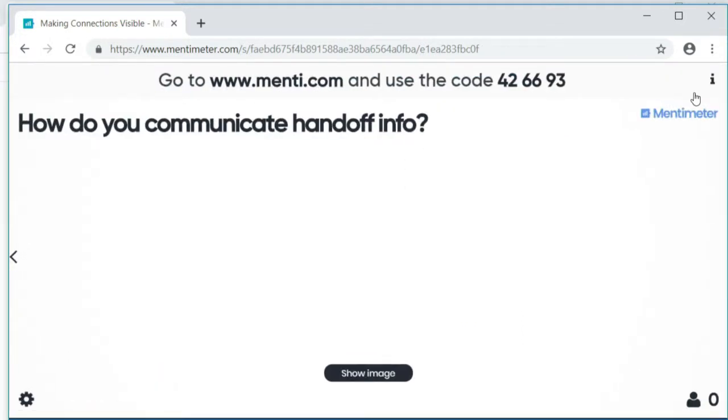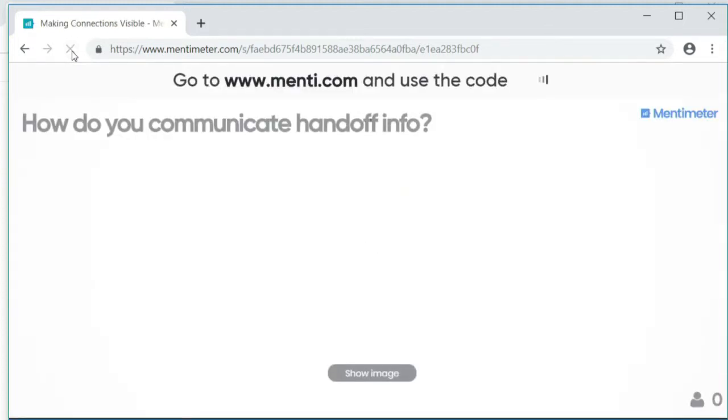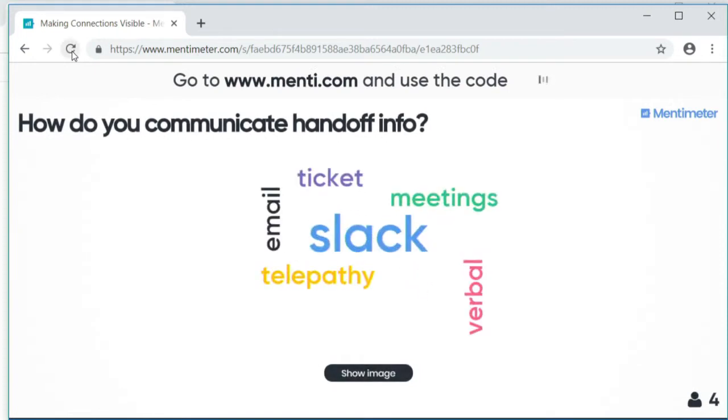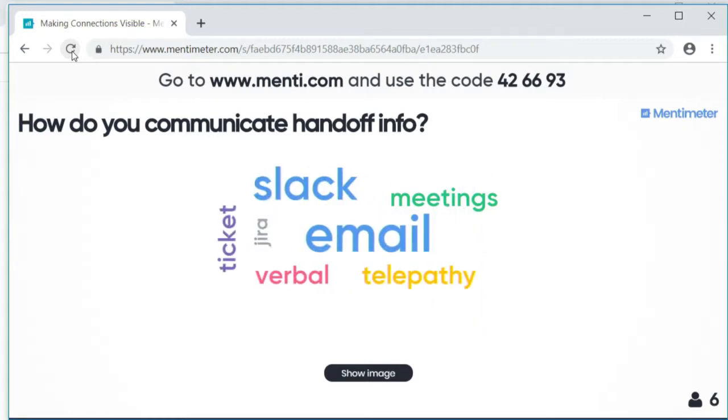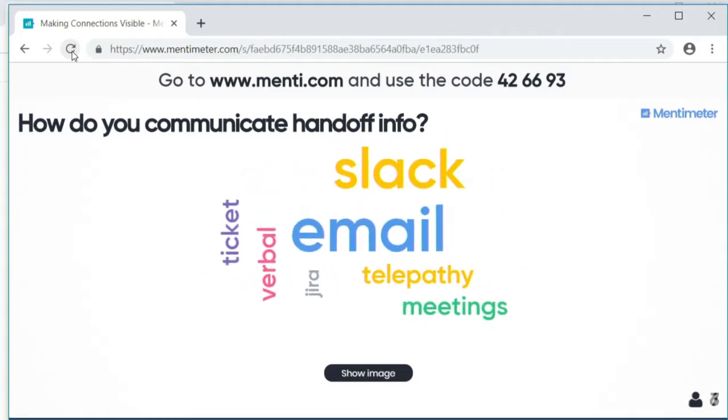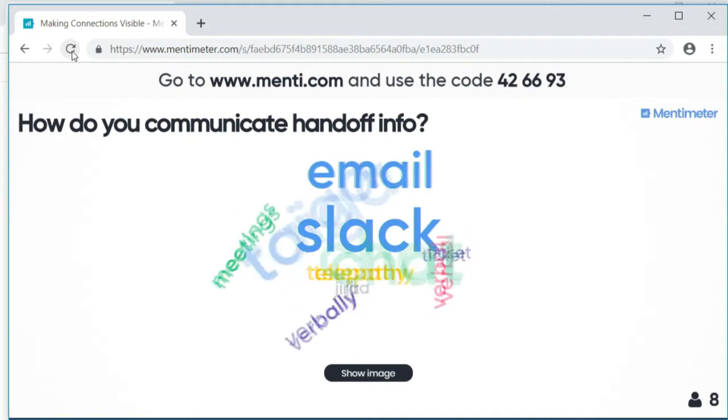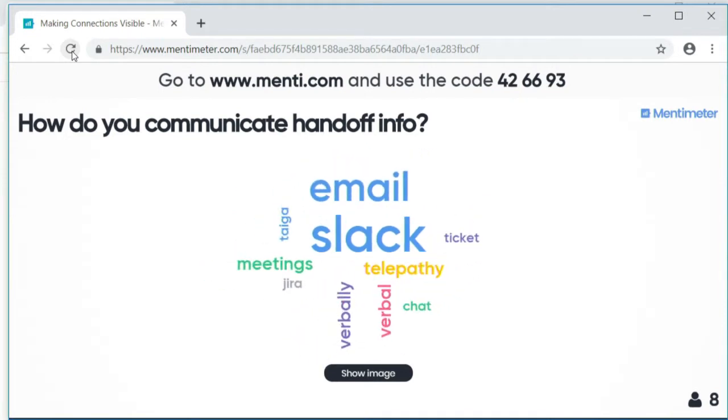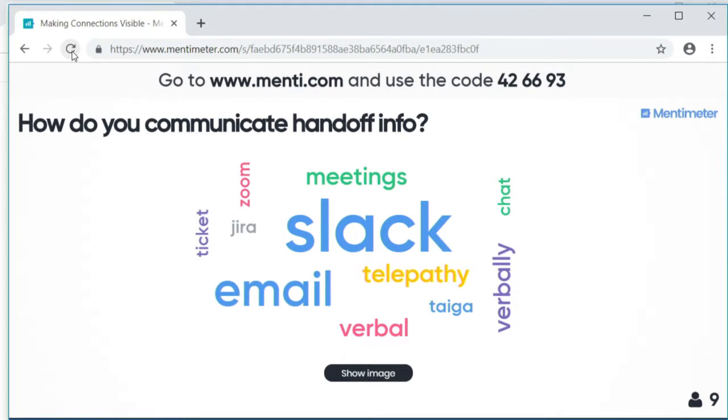How do you communicate? You can put in up to two responses. Not seeing any. Oh, there we go. I was too impatient. OK. This is sometimes how I collect data. I just like the open cloud format so people can put in whatever they want to really see where the trend is. Telepathy. You're probably right.